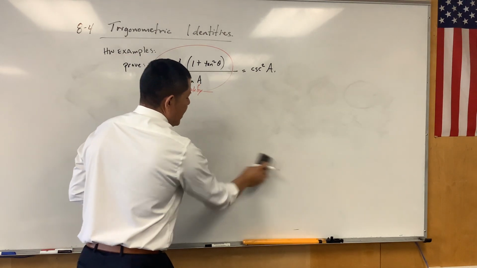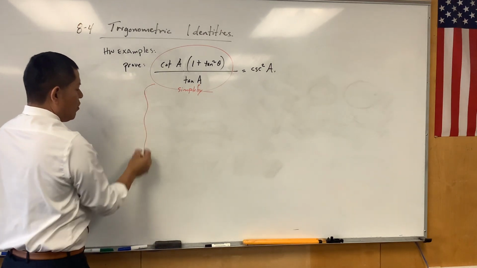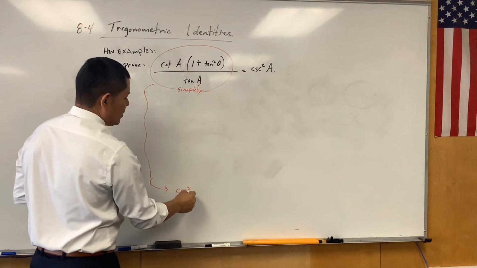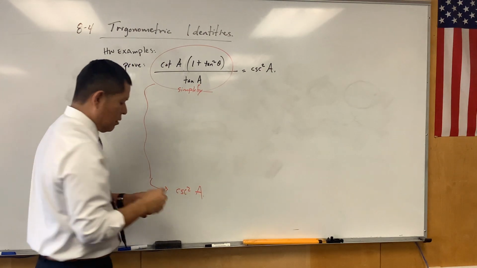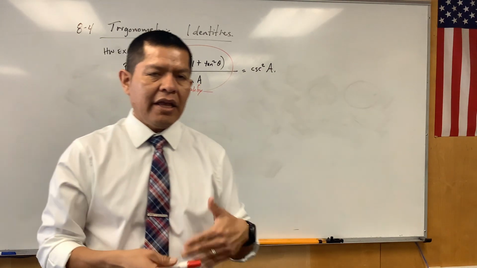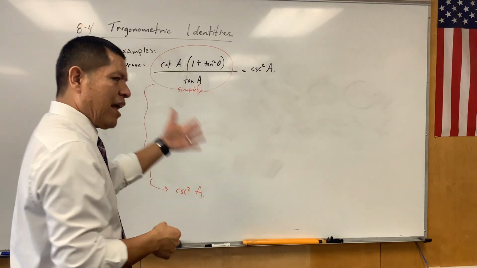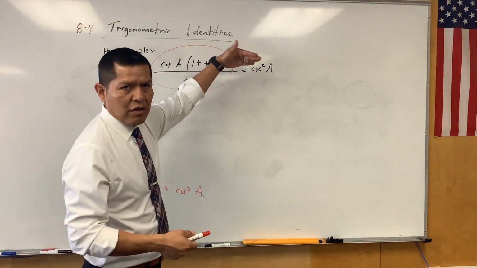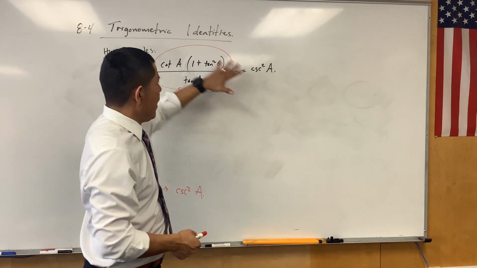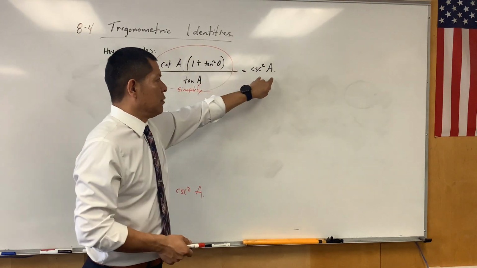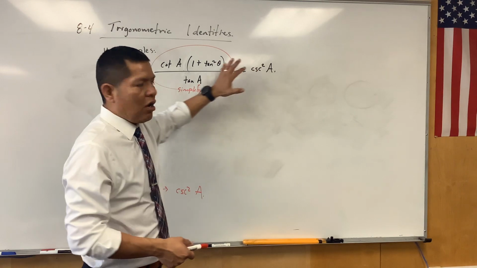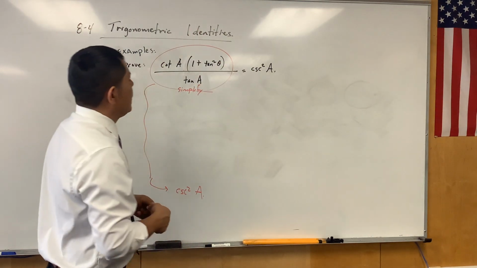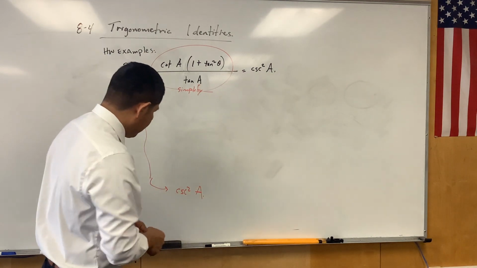You're going to break this down so that your answer is going to end up at the cosecant squared of A. So it's kind of like how we were doing the last set of homeworks, but in this case, we have an objective. We want to make sure that this stuff breaks down to this. So that means all we're doing is simplifying one side of the equation. And that's what we're going to do.